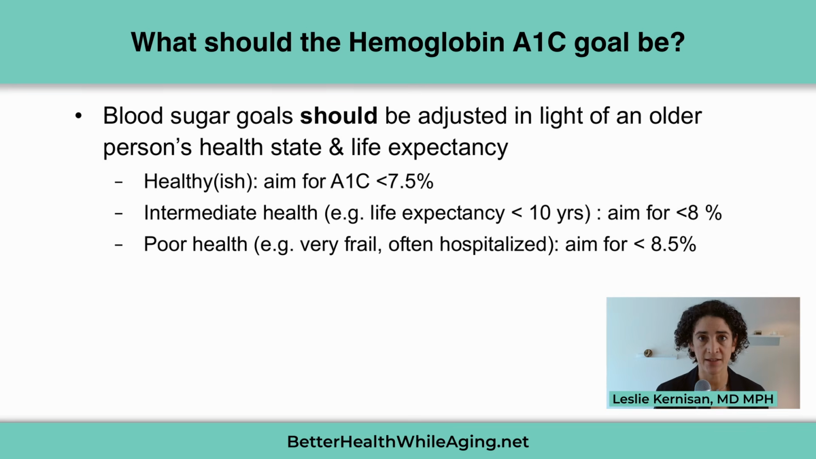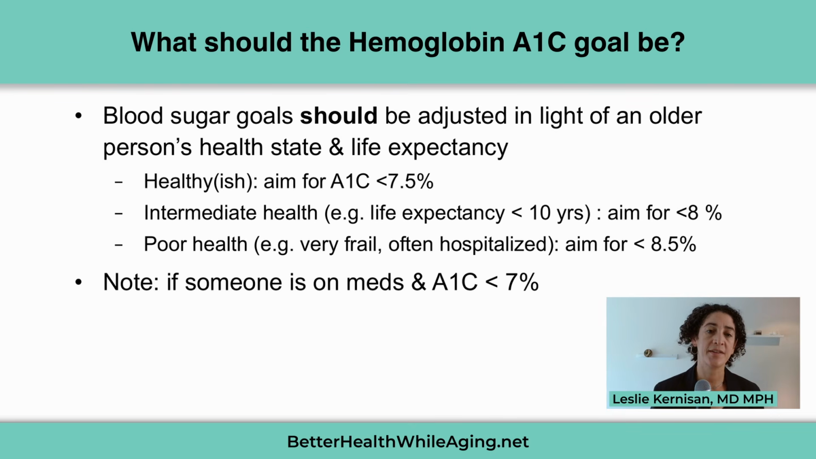Now, I wrote healthy-ish, and that's because there are lots of older adults who have chronic health conditions, right? They might have high blood pressure. They might have heart disease. They might already have kidney disease. There are a number of chronic conditions that older adults can have. And if they're not often getting hospitalized, if they're still living independently, they might be pretty strong. We might still be expecting that with good care, they're likely to live more than 10 years. And so then it might be totally appropriate to aim for a hemoglobin A1C of 7.5 or less, even though they do have these chronic conditions.